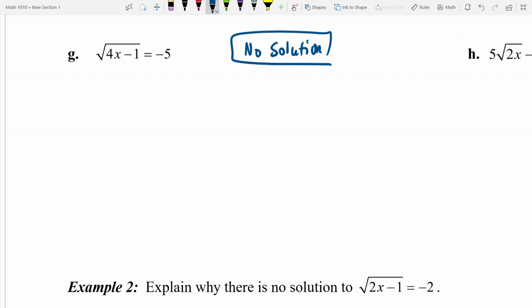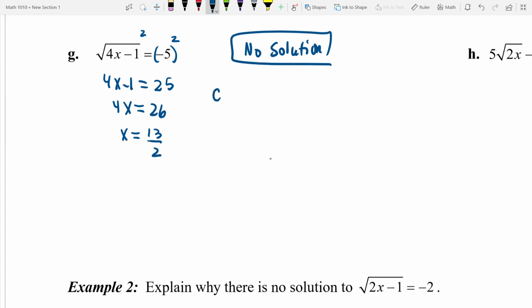Well, let's say we didn't know that. So we square both sides, write this with me. So on the left, the square and the square root go away. On the right, you have to add parentheses. The whole thing is squared. So a negative 5 squared is 25. Move your 1 over. 4x equals 26. Divide by 4, you get 26 over 4, which is 13 over 2.